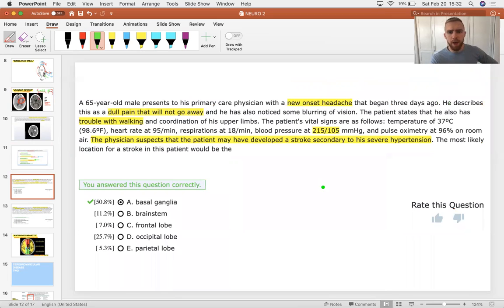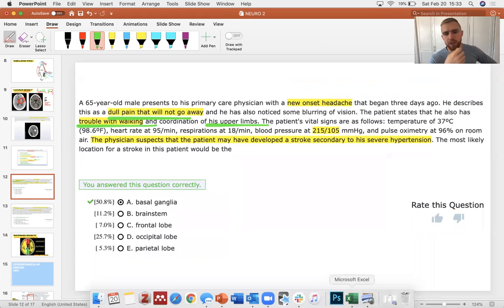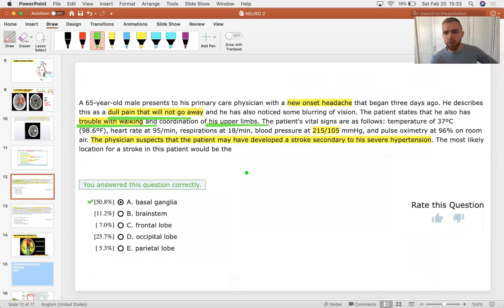Here's a 65-year-old male with new onset headache that began 3 days ago. He's got a dull pain that will not go away. He's also had trouble walking and coordinating his upper limbs. So there are no sensory deficits here. Pure motor stroke. Basal ganglia and cerebellum are in the differential here. What else does he have going on? Vitals are pretty normal except for a blood pressure of 215/105. So you, the physician, suspect the patient may have developed a stroke secondary to this blood pressure. The question is, the most likely location for a stroke in this patient would be blank.